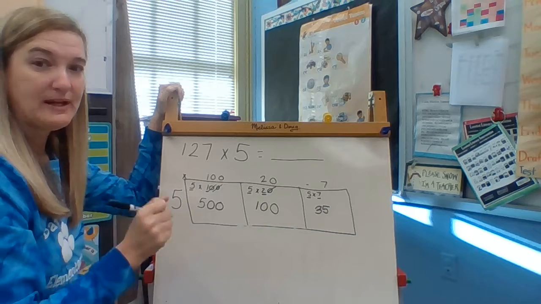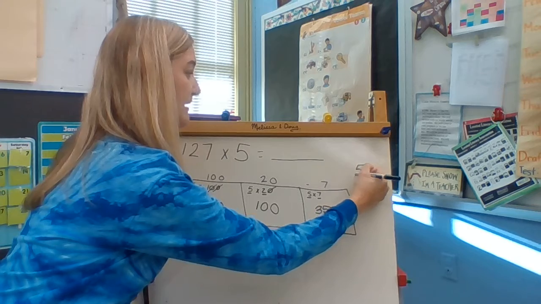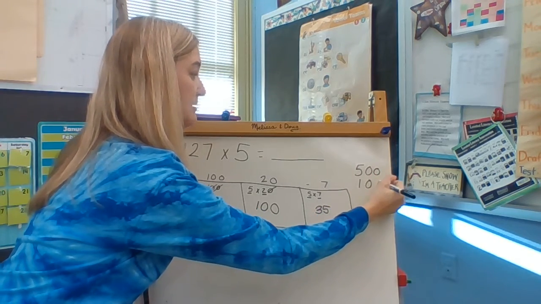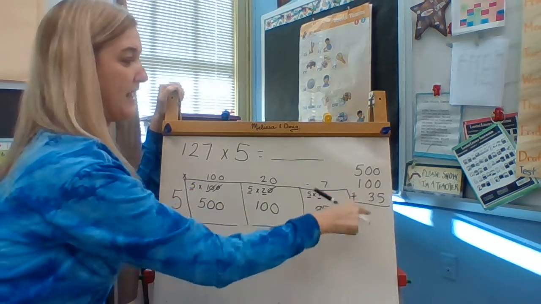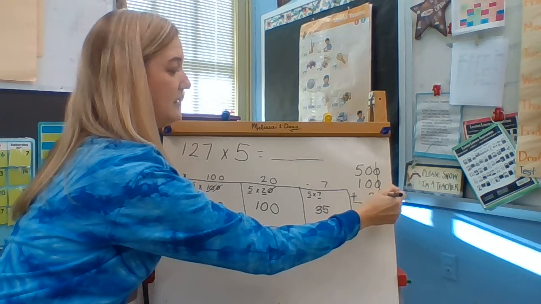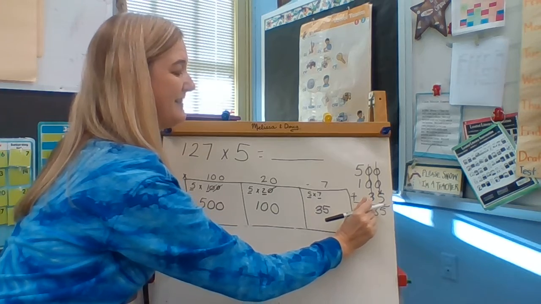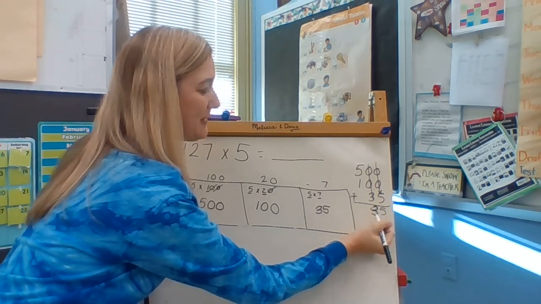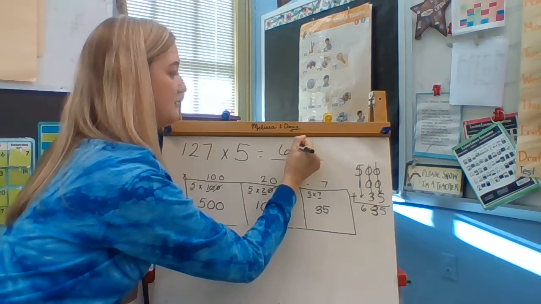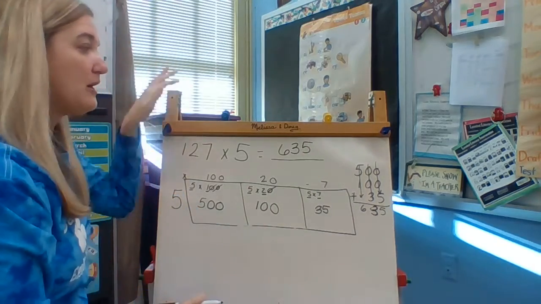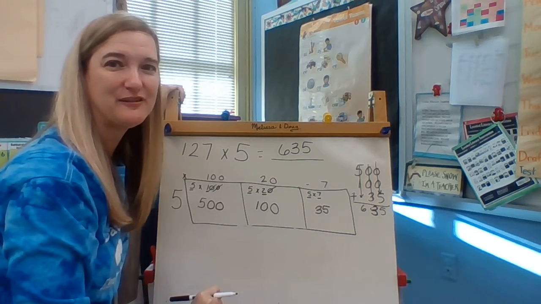I'm not quite done yet. I need to stack these up and then add them up. So 500, 100, 35. I stack all of these up and add them up. My ones column is 5, my tens column is 3, and my hundreds column is 6. 635. So the product for 127 times 5 is 635. Good luck, friends.